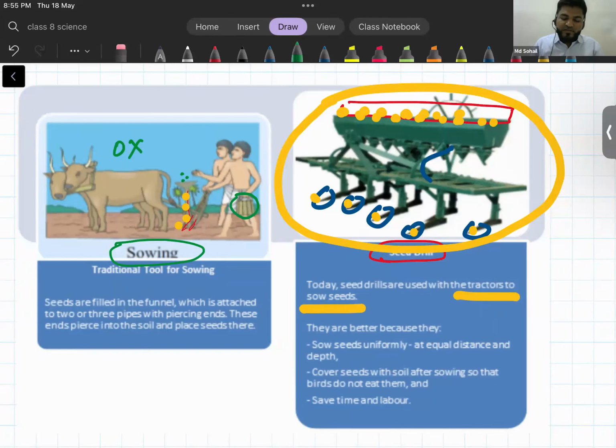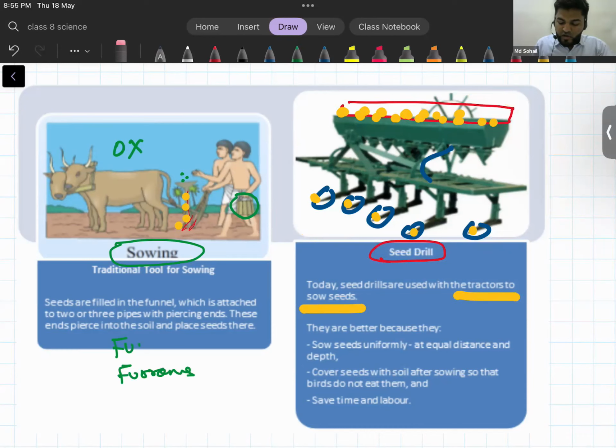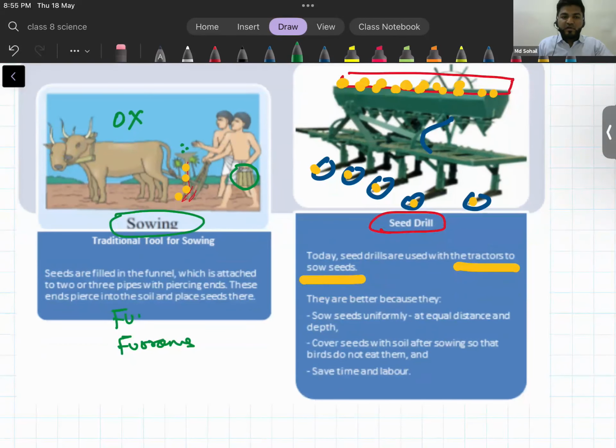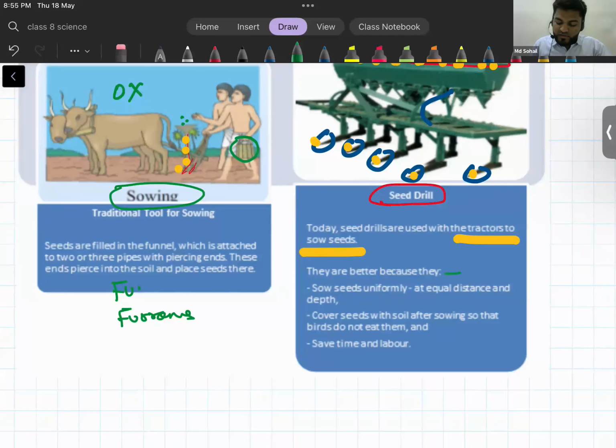Now let's compare the effectiveness. Which one is going to be more effective? The one in which we are using furrows, or the one in which we are using seed drills? Obviously the second one, the seed drills. Exactly, obviously the seed drill, because it replaces human labor, and a large piece of land can be planted with seeds in a very small time. They are better because they sow seeds uniformly also.